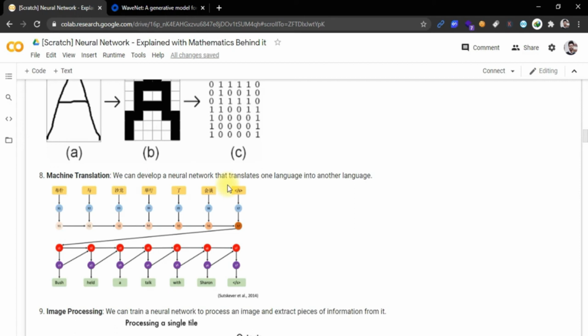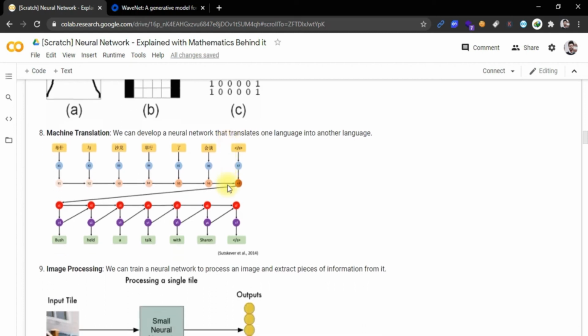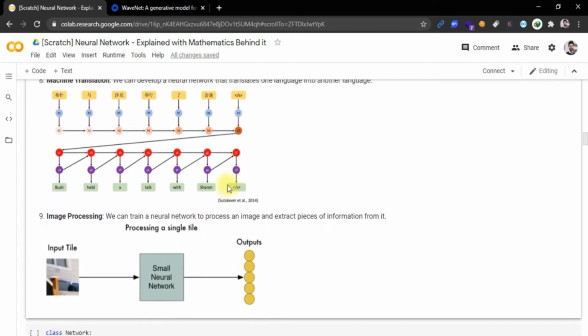Like I can give a machine a language of English, and I can tell the machine to translate it into Japanese or Chinese. So it can also translate into other forms. So basically, machine translation is the simple thing that can translate your data phrase by phrase into another language. And our next, and the last, is image processing.